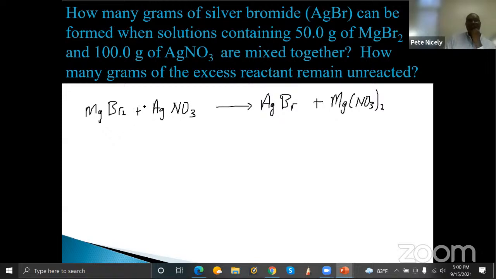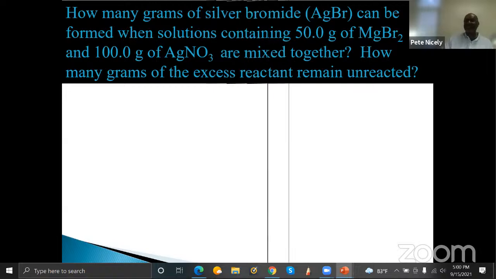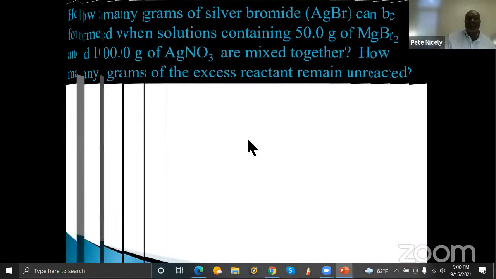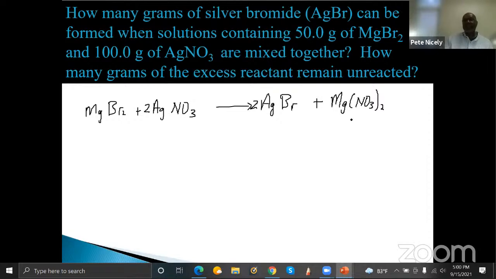Okay, place a 2 in front of the silver nitrate. I would agree with that. What else? Place a 2 in front of the silver bromide. Very good. All right. So that's what we need to do. We cannot do anything else until we do the balancing of the equation. Okay. So what we're going to do next is try to figure out how much product you expect to get, right?